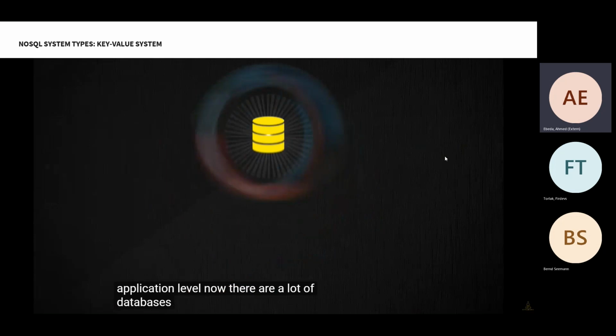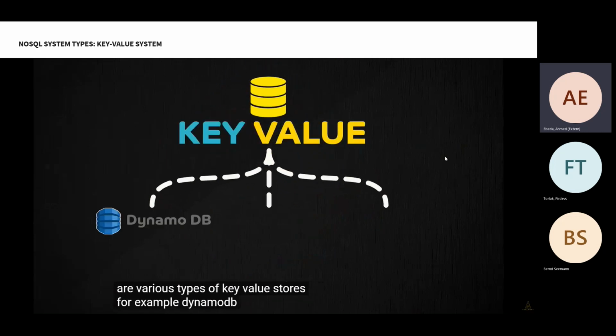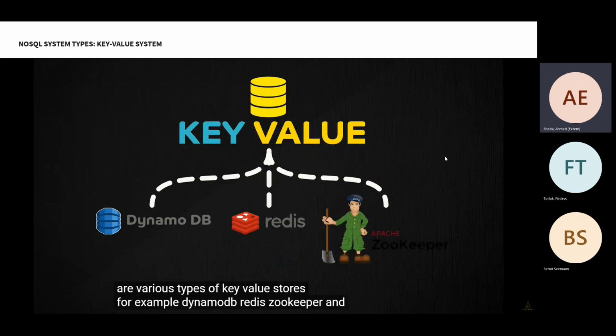Now, there are a lot of databases out there, and naturally, there are various types of key value stores. For example, DynamoDB, Redis, Zookeeper, and different key value stores may behave differently.